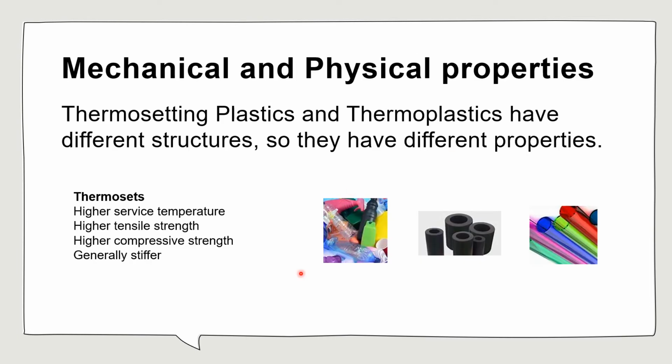So mechanical and physical properties. Thermosetting plastics and thermoplastics have different structures, so they have different properties. Thermosets have a higher surface temperature, higher tensile strength, higher compressive strength, and they're generally stiffer, okay? And this is what thermosetting plastic will look like.